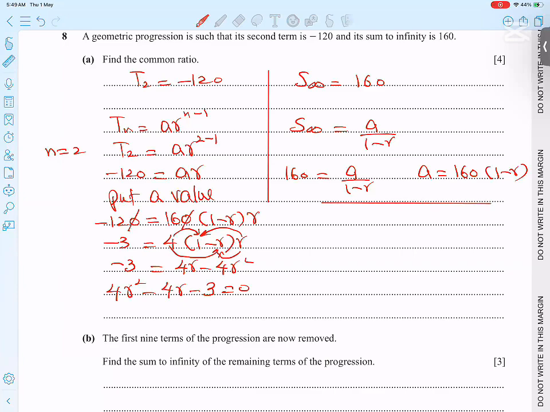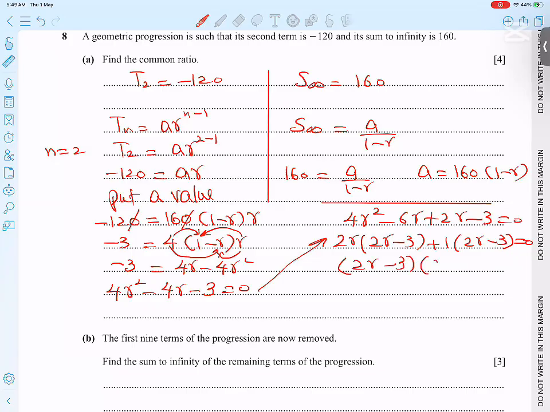Now, students, I'm going to apply the formula or factorization. 4 times 3 is 12, and 6 times 2 is 12. So 2R common, 2R minus 3, plus 1 common, 2R minus 3. So we have 2R minus 3 and 2R plus 1. I got two answers, 3 over 2 and negative half. Now you will be surprised to know that I'm going to ignore this one.